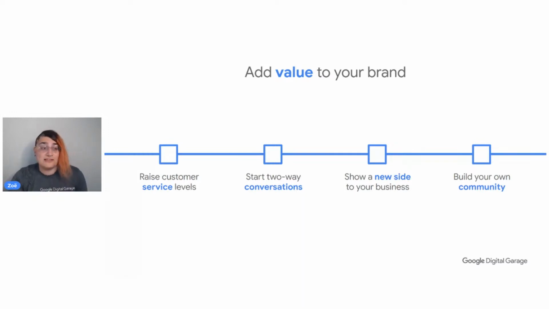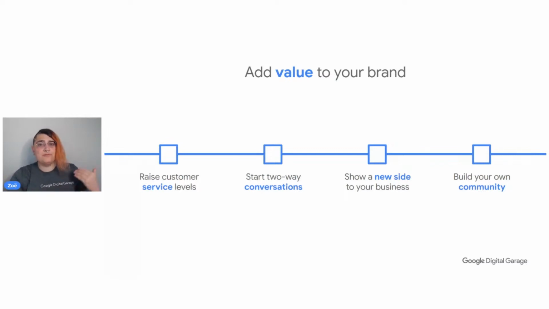You can show a side to your business that maybe you wouldn't have been able to show without social media. You can show people things like, hey, this is behind the scenes at my business. You can talk about recruiting. You can talk about basically anything. And that means that you can show your business's personality, which is really, really useful.